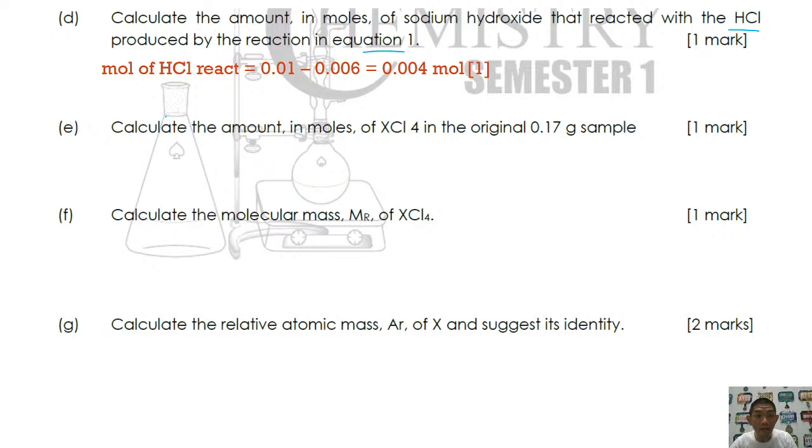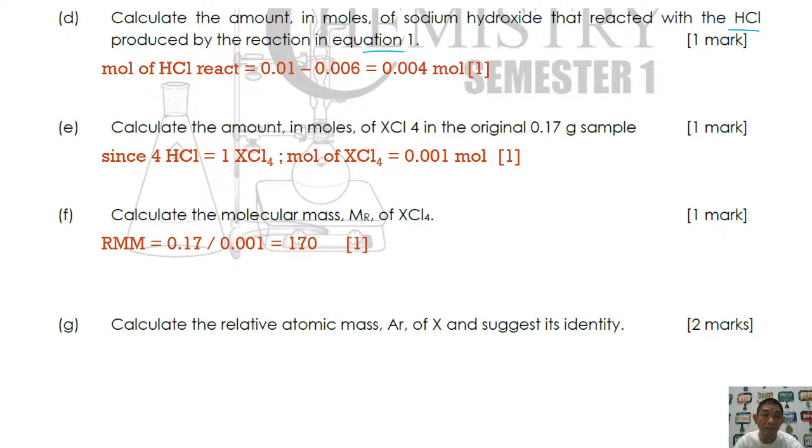So how are you going to find out? So 0.01 minus 0.006, you get 0.004. Okay, and calculate the amount of mole of HCl4 in the original 0.17 sample. So you have to compare stoichiometrically. For 4 HCl to 1 HCl4, so mole of HCl4 is 0.001. And hence calculate the molecular mass of HCl4. You use 0.17 divided by 0.001, you get 170.